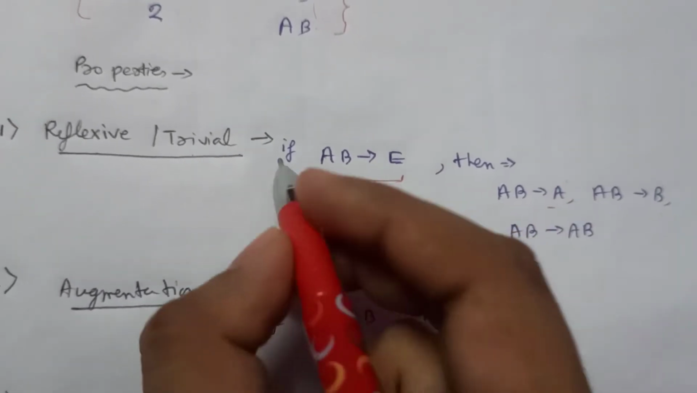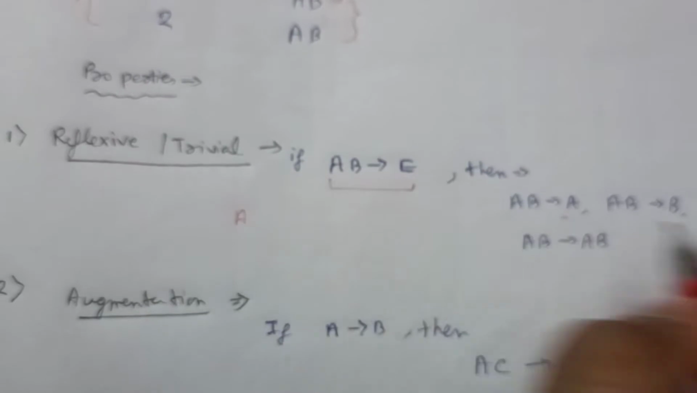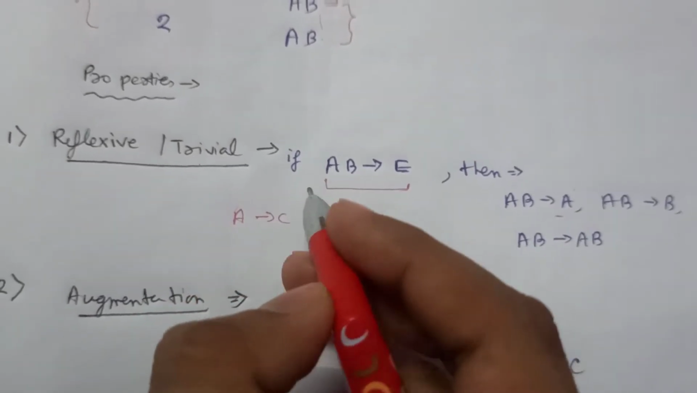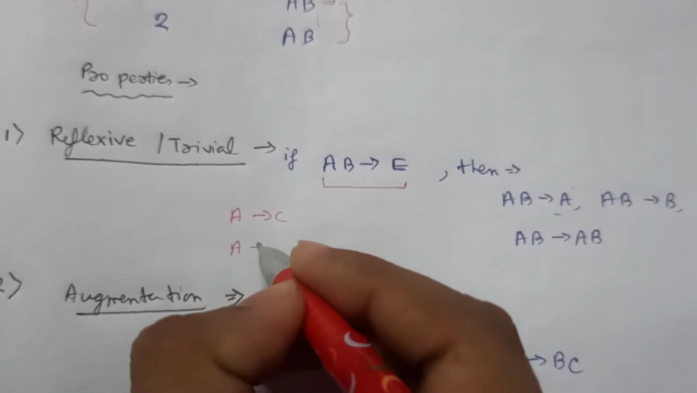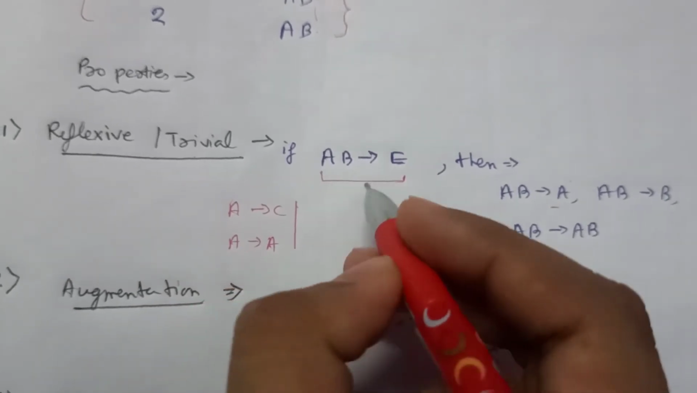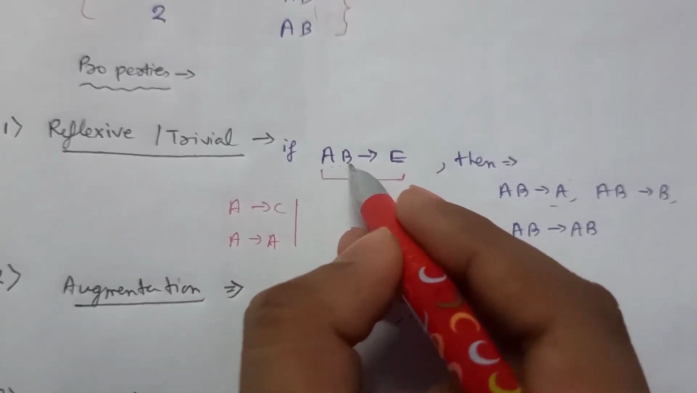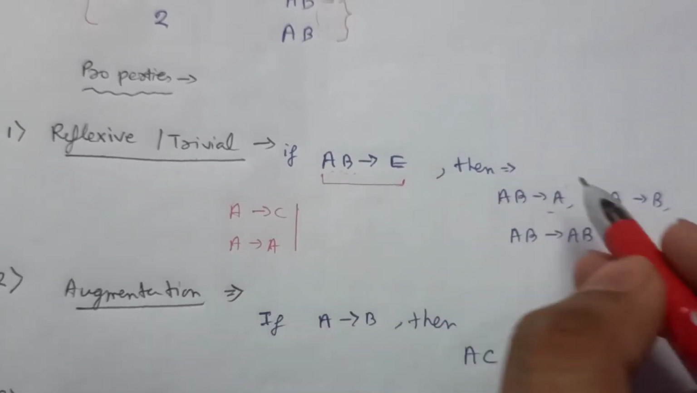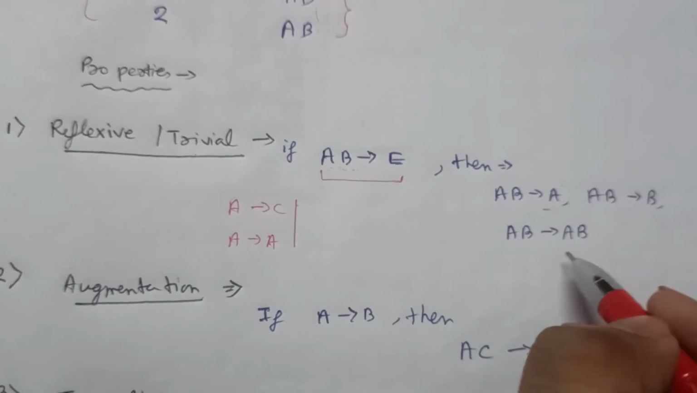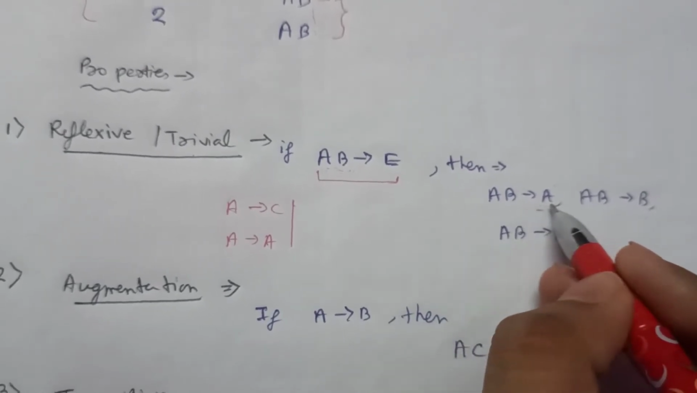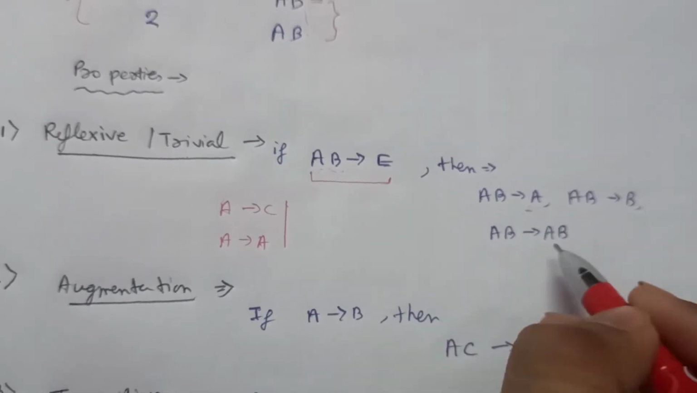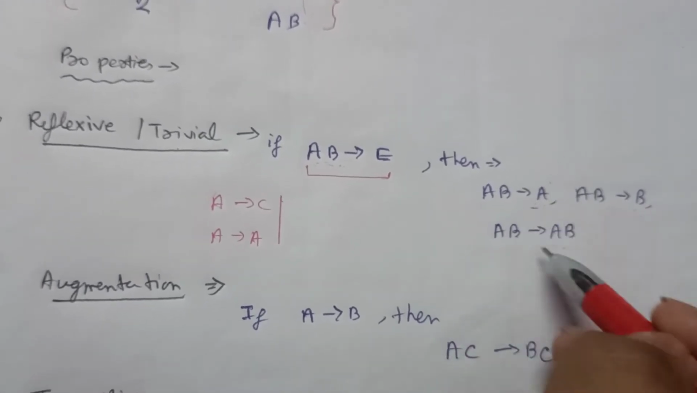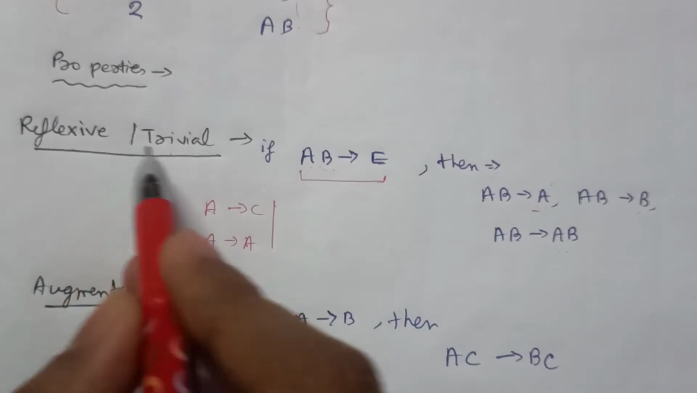If there was a single attribute on the left side, suppose A to C, then A can determine A. But as we have two attributes combined on the left hand side, it can determine both of the attributes and the combined part. So AB can determine A, AB can determine B, and AB can also determine AB. Those are the functional dependencies we get from the reflexive property.